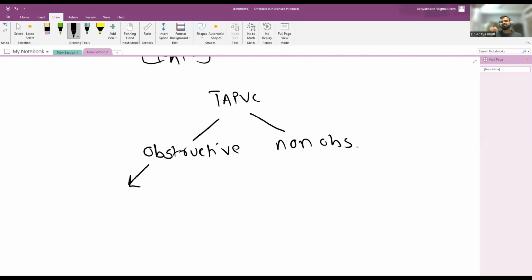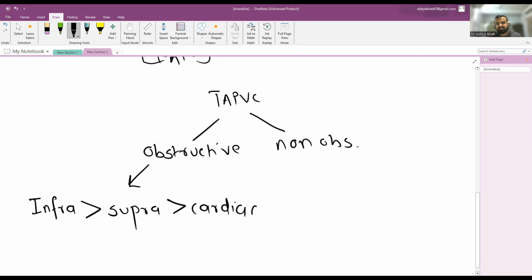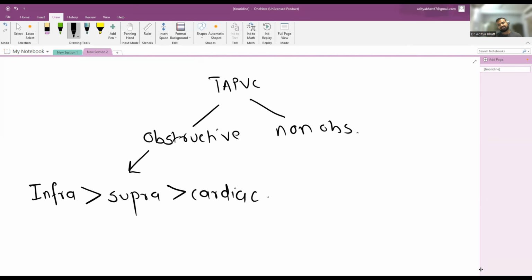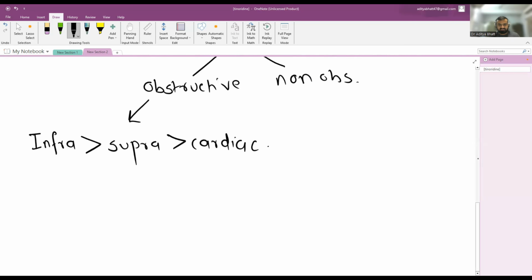Whenever there is blockage in the venous return to the heart, there will be presence of obstructive TAPVC. But the most common type of TAPVC to go into obstruction is infracardiac, followed by supracardiac, followed by cardiac. Okay, so any type of TAPVC may go into obstruction. There is no compulsion that only infracardiac will, but the highest risk is with infracardiac. Okay. Now, the clinical features of both of them are different.